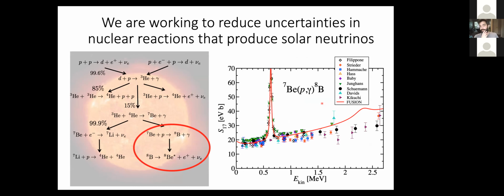Okay, finally, just talking about precision, there are other reactions in the sun where we really need precision. And this, for example, is the 7beryllium P gamma radiative capture reaction. So we have been able recently to compute this capture reaction with 3 nucleon forces.